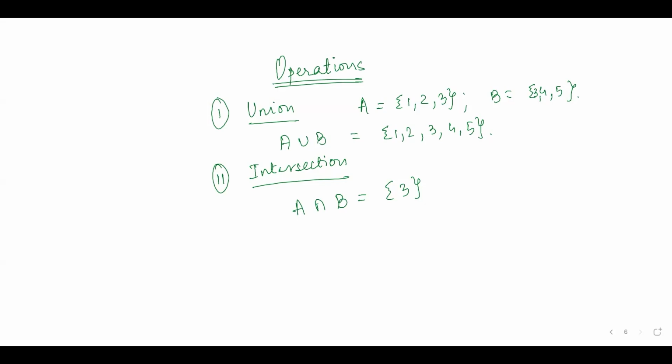Union means combining elements from two or more sets. Intersection means finding elements common to two or more sets. So union is combining elements, intersection is finding the common elements. Okay.